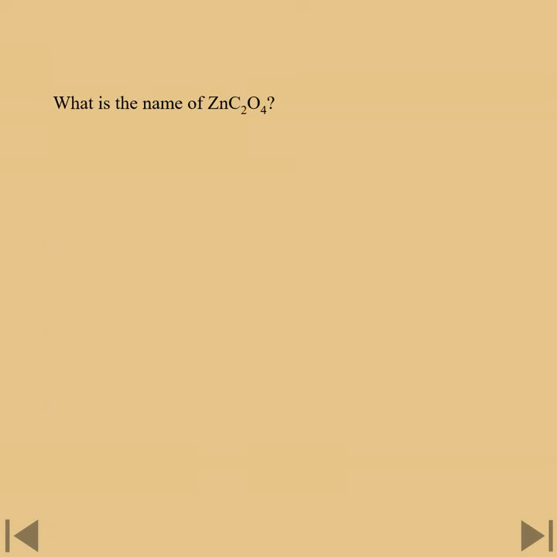Okay, I see a metal and a polyatomic ion. What's the name of that metal? Zinc. Does zinc get a Roman numeral? No, it's also part of that triangle. And so just zinc. And the name of the anion, well, this was one on the other list, meaning we can't predict its name. And I hope you recall that it's oxalate, or zinc oxalate.